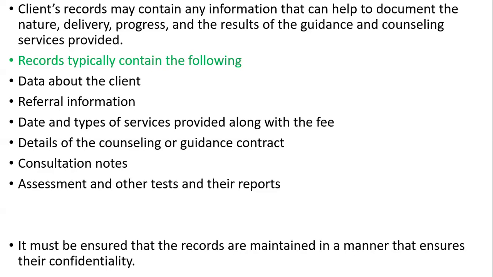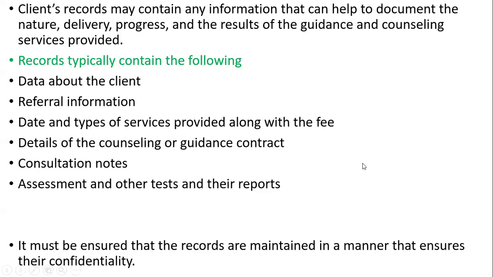Okay, right. So apart from the referral, we need to include the date and type of service we gave him, whether we helped him to take some decisions related to his problem, whether we facilitated him, whether we gave some information, whether we contacted somebody else whom he needs, right? So date and type of services provided and the fee we have got for the service. Then details of the counseling or guidance contract. It's a kind of contract between the counselor and the client. So what kind of contract is it? Then consultation notes, the notes the counselor has written down. Assessment and other tests and their reports. So we can have some other tests, psychological tests like this, and we can assess his improvement, his progress, and we can write a report. So all these things can be recorded. Okay, then next one.